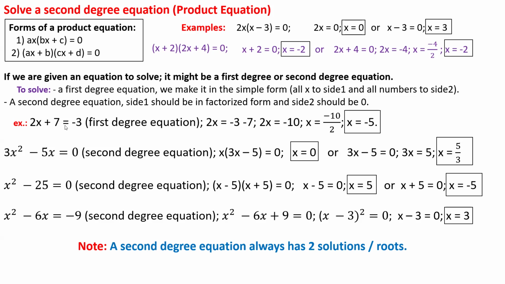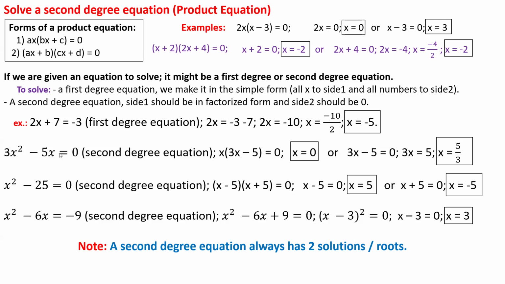Example: 2x plus 7 is equal to negative 3. This is a first degree equation since x has exponent 1. All variables to side 1, all numbers to side 2. So 2x is equal to minus 3 minus 7. Then 2x is equal to minus 10. This is a simple form. x is equal to minus 10 over 2. Then x is equal to minus 5.